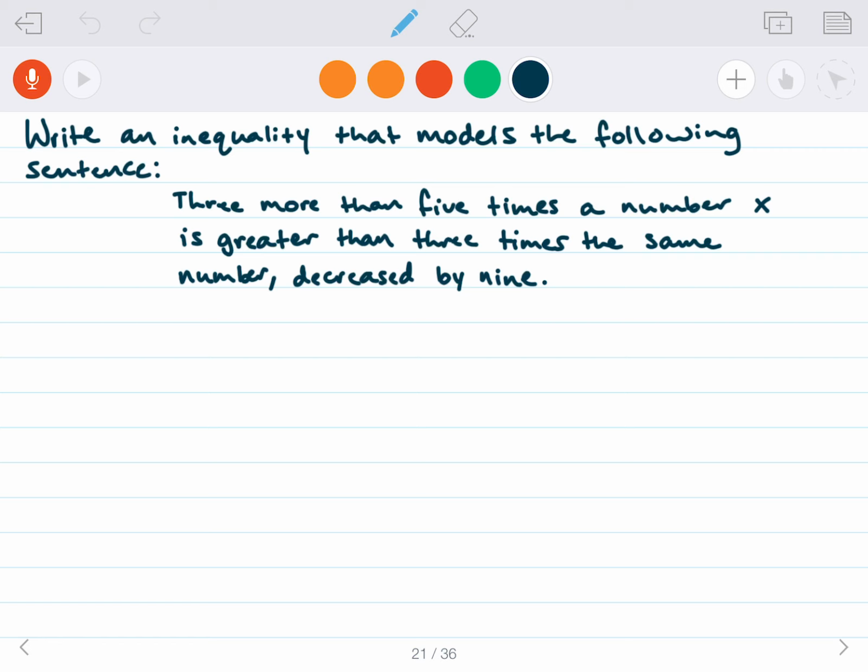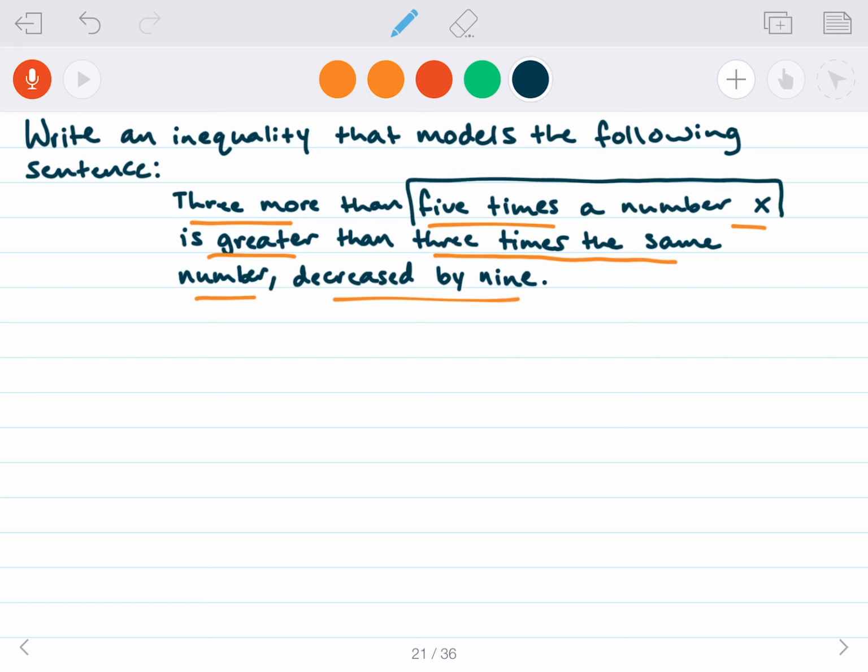Okay, write an inequality that models the following sentence. 3 more than 5 times a number X is greater than 3 times the same number decreased by 9. All right, so let's take this step by step. First of all, I'll take care of the 5 times the number x first, okay? So 5 times x is just 5x. 3 more than that is plus 3.